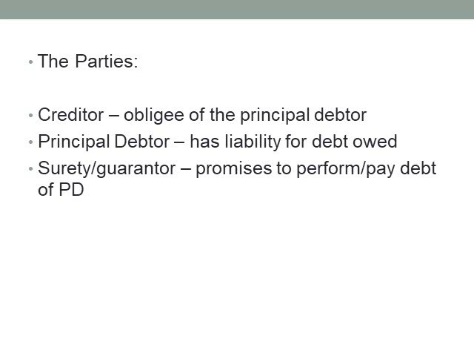So these are our parties. Parties have special names. We have our creditor, who is our obligee to the principal debtor. Then we have the principal debtor, and that's the person who has the liability for the debt owed. And then we have our surety or guarantor, and they promise to perform or pay the debt of the principal debtor. Nice and simple and sweet.